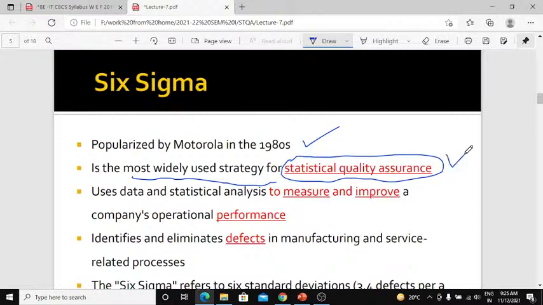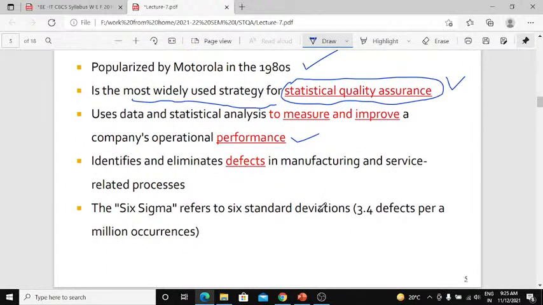It is a widely used technique for statistical quality assurance, and it uses data and statistical analysis to measure and improve the company's operational performance. It identifies and eliminates defects in manufacturing and service related processes. Actually, this technique is used in manufacturing and service related processes, but it is one of the techniques that improve software quality.